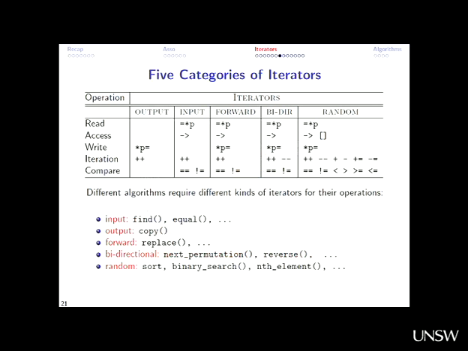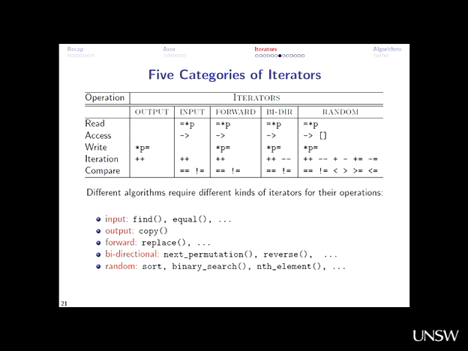Now if I jump back to that slide there, these are the sort of things you can do with iterators. If you want to read data, you can't read data from an output iterator. You can read it from an input, a forward, a bidirectional, and a random. If you want to access the data, again, you can't access it from an output iterator, but you can from an input, a forward, a bidirectional, and a random. If you want to write data, so change the value somewhere, you can do that on an output iterator, but you can't do it on an input, and you can do it on all the rest.